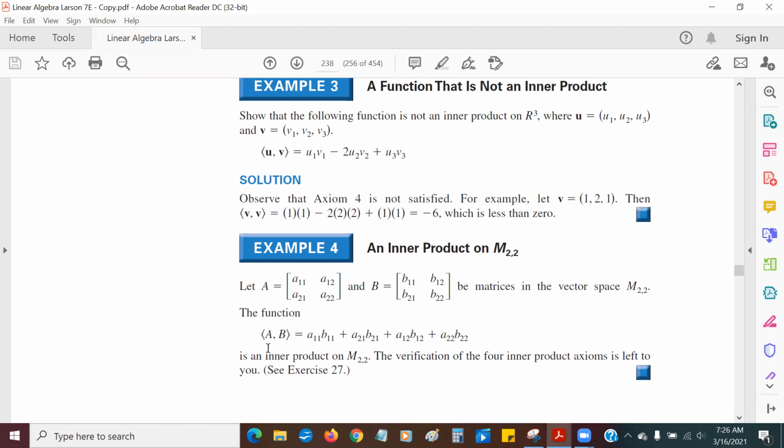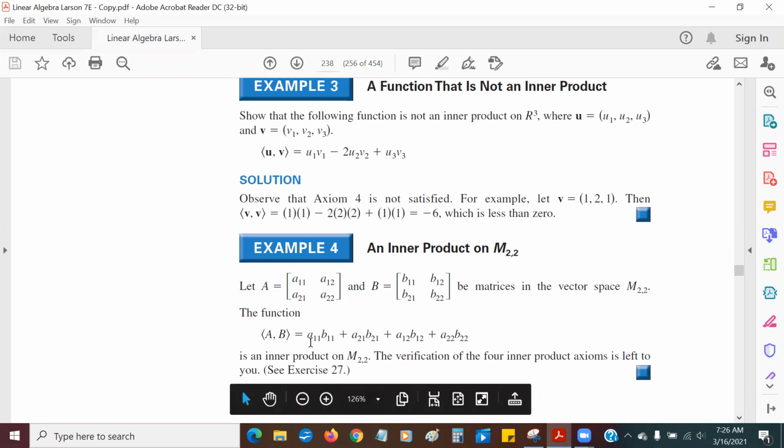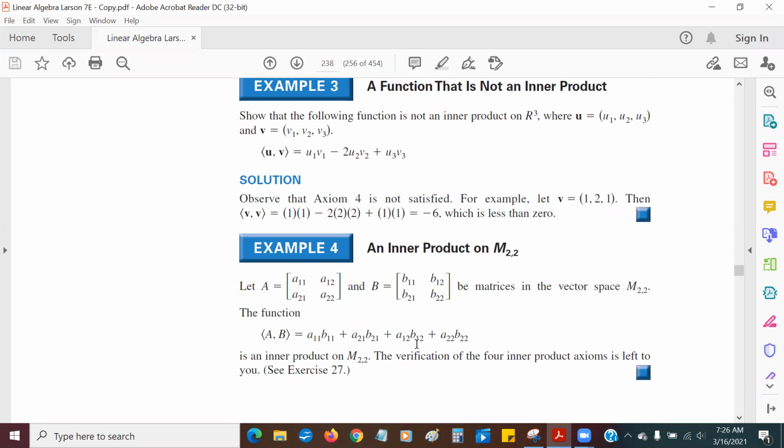And so the inner product here is A11 B11 + A21 B21 + A12 B12 + A22 B22. So really, I'm multiplying the upper left times the upper left, and then the upper right times the upper right, and the lower left times the lower left, and the lower right times the lower right.